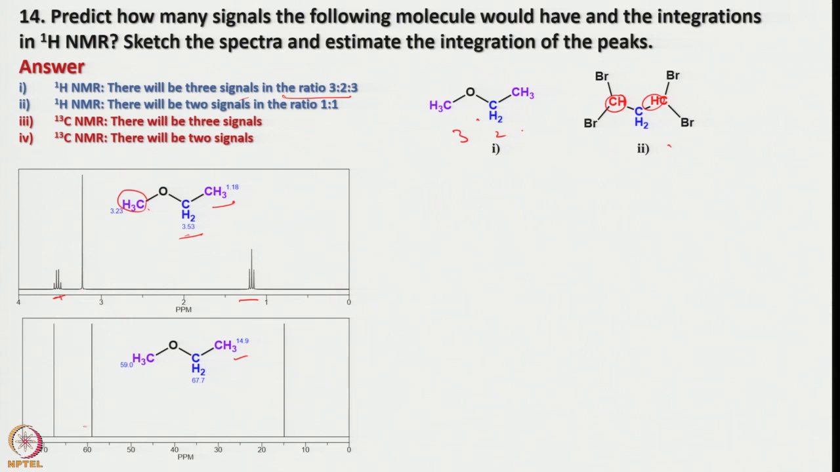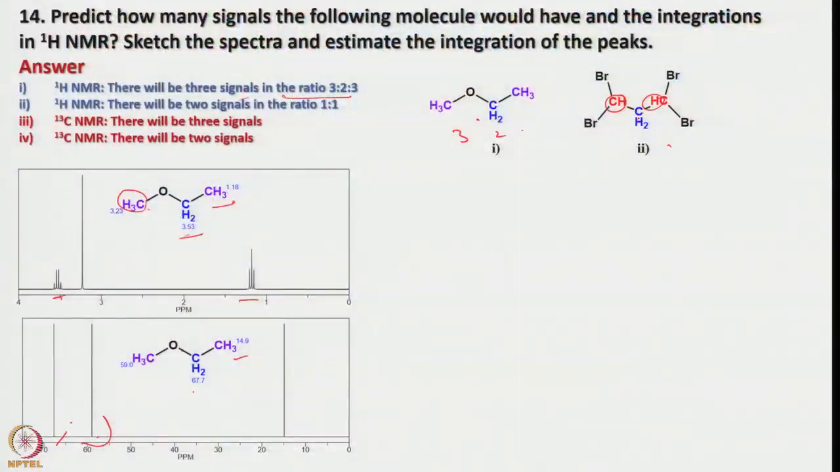67 for this one here, because this is next to this one, and both are next to oxygen, so they are a little bit downfield. It appears around 59, and this appears around 67. So the 13C NMR spectrum shows three signals, and the 1H NMR also shows three signals in the ratio 3:2:3.